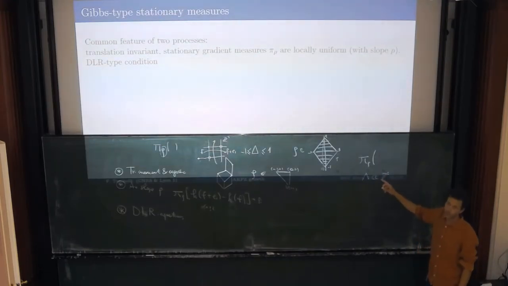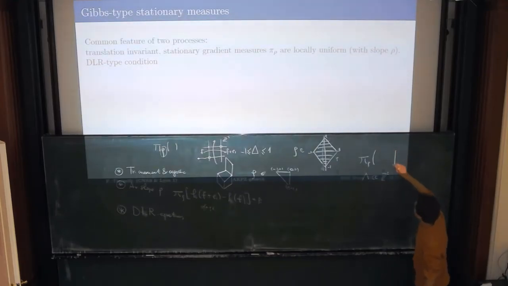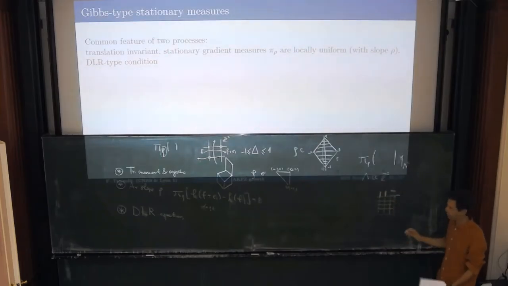So if lambda is a finite subset of the edges of Z^2, and then I take this measure, I condition on the configuration, let's call it eta, outside of lambda. So lambda is the set of edges in this square box, 4 by 4, and then I condition on the value of the matching outside, maybe this side, maybe this, I don't know. I condition on the configuration outside of this box, this is lambda complement.